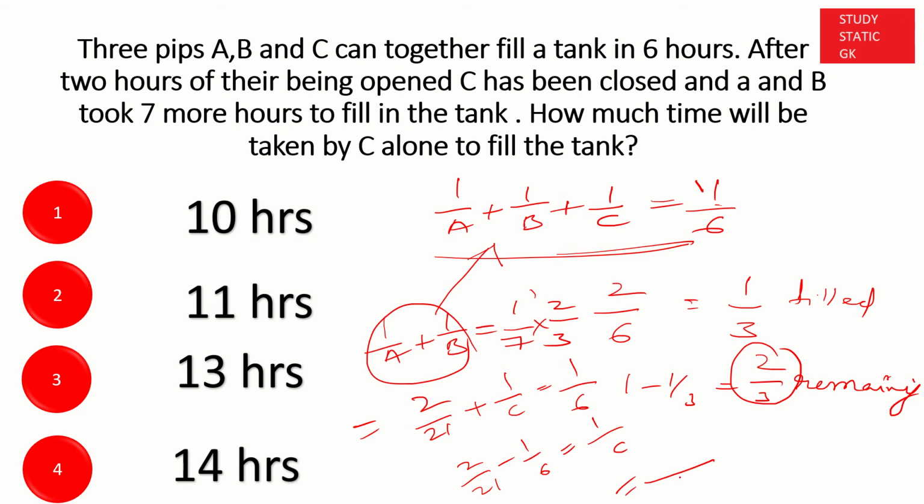So again, 42 is the LCM. 4 minus 7. So something is wrong.